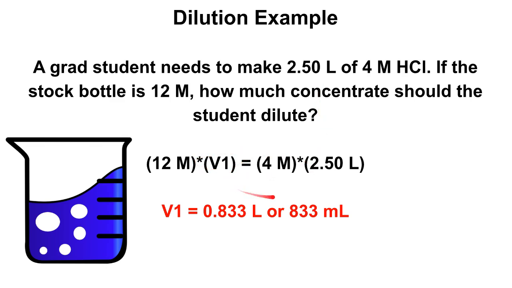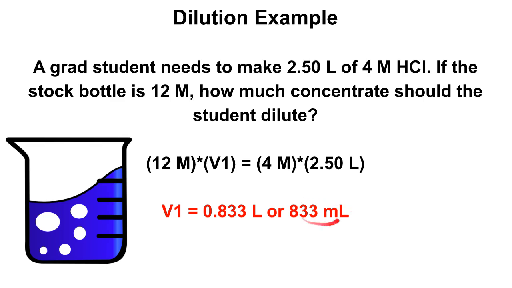So you go ahead and put all this together. Algebraically, you solve for V1, so you would multiply 4 times 2.5, and then you would divide by 12. And so the 10 divided by 12 is going to give you 0.833 liters. And if you wanted to convert that, you could then convert it after you get your answer into 833 milliliters. So that is how much of the 12 molarity solution the student would take.